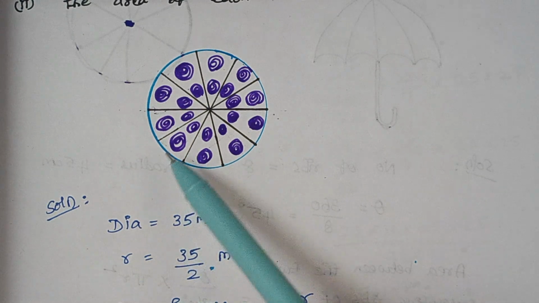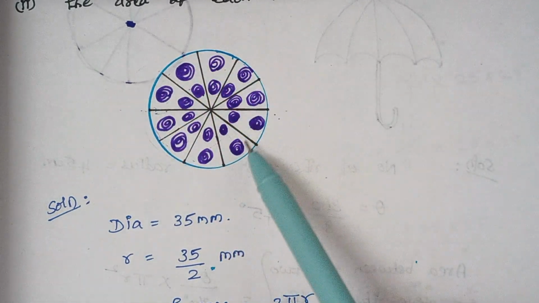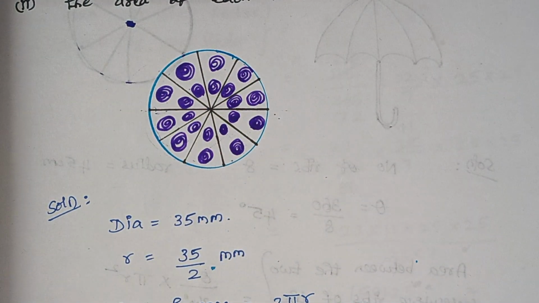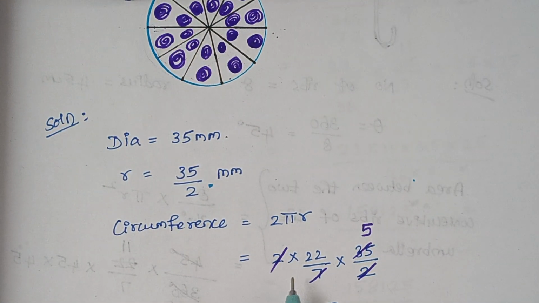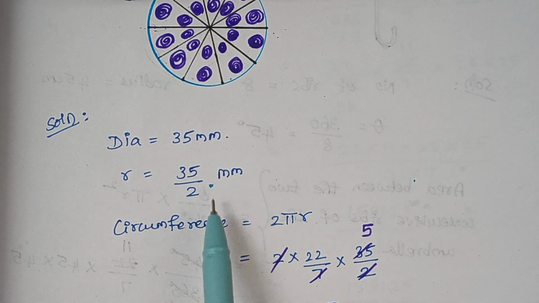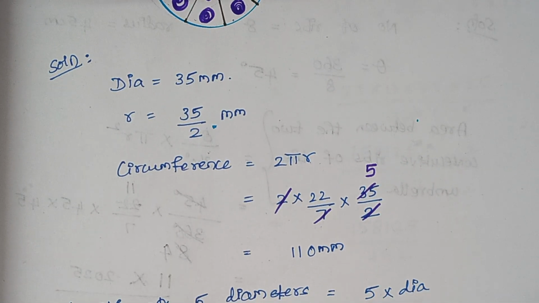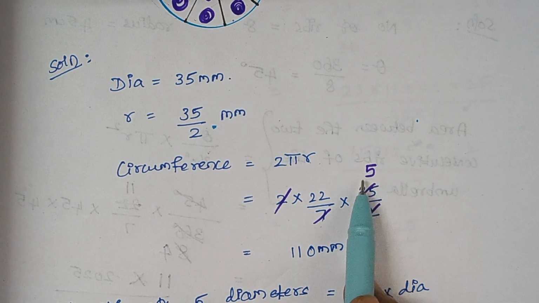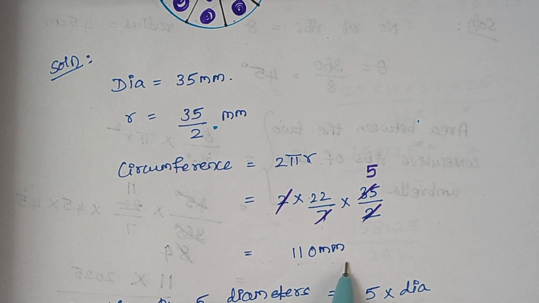What do you mean by this outer part of the circle? This is known as circumference. The formula for circumference is 2 pi r. So 2 into pi, which is 22 by 7, into r, which is 35 by 2. Substituting and simplifying, 7 5s are 35, and the 2 and 2 cancel each other. So 22 into 5 gives you 110 mm.